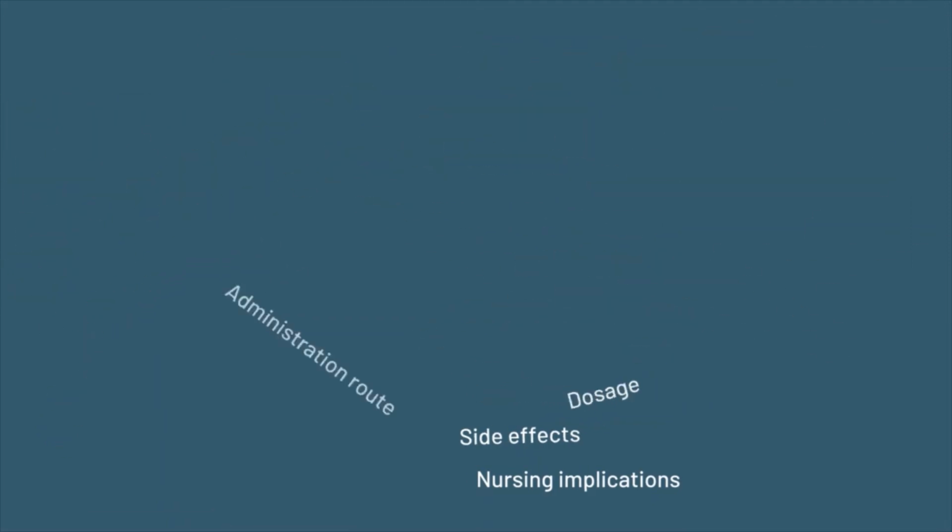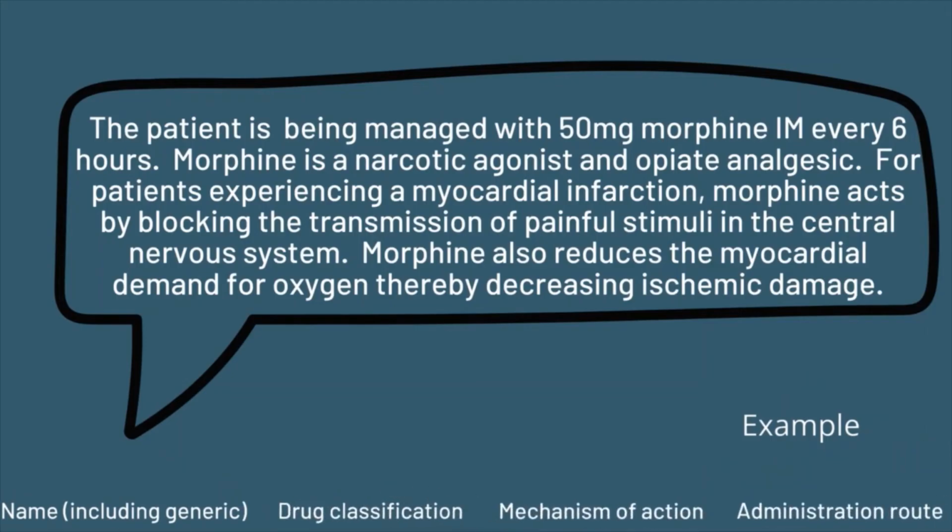The patient is being managed with 50 mg morphine IM every 6 hours. Morphine is a narcotic agonist and opiate analgesic. For patients experiencing a myocardial infarction, morphine acts by blocking the transmission of painful stimuli in the central nervous system. Morphine also reduces the myocardial demand for oxygen, thereby decreasing ischemic damage.